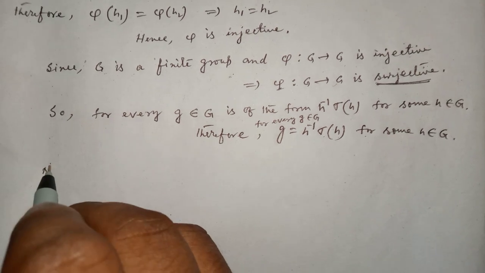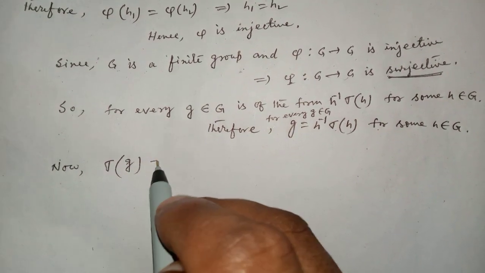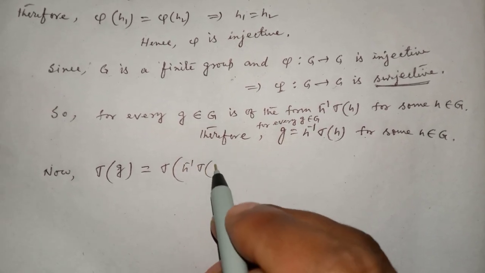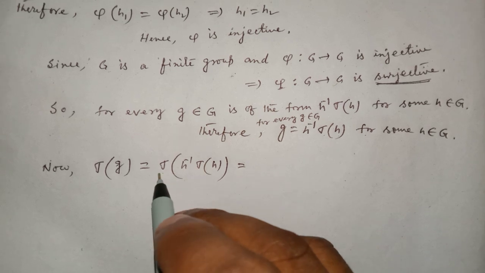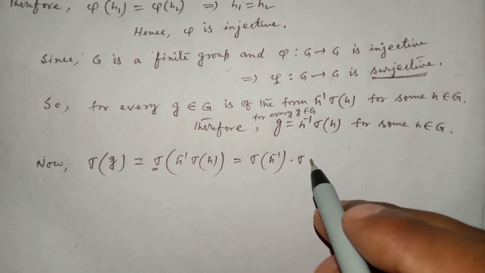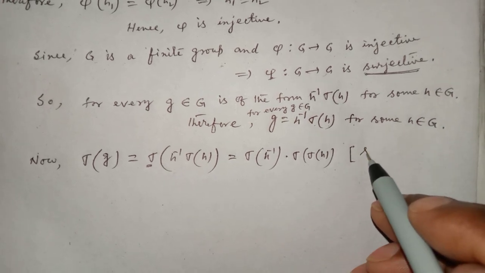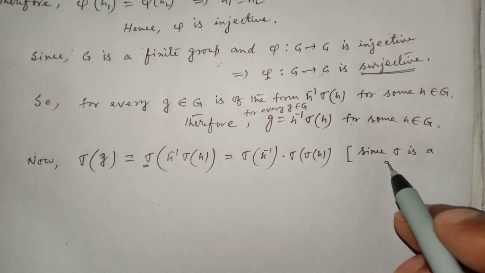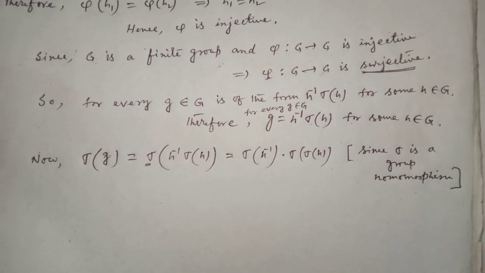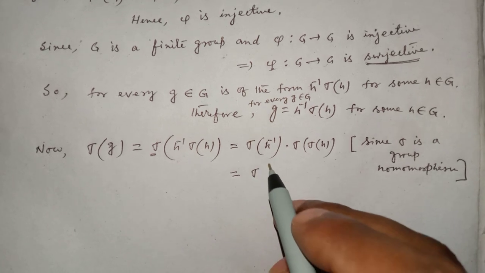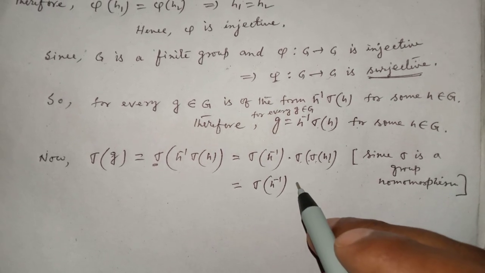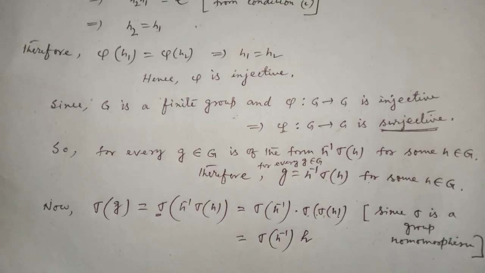Now sigma of g is equal to sigma of h inverse sigma h, which, since sigma is a group homomorphism, is equal to sigma of h inverse into sigma of sigma h, which means h from condition 2.